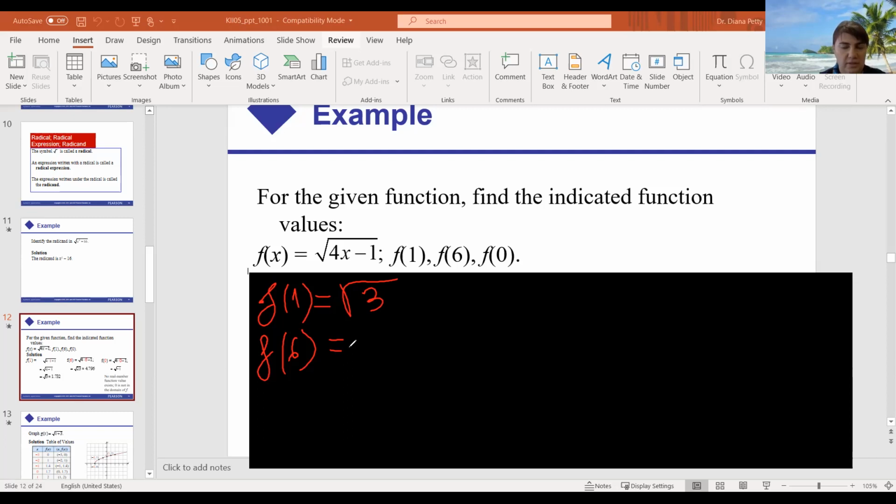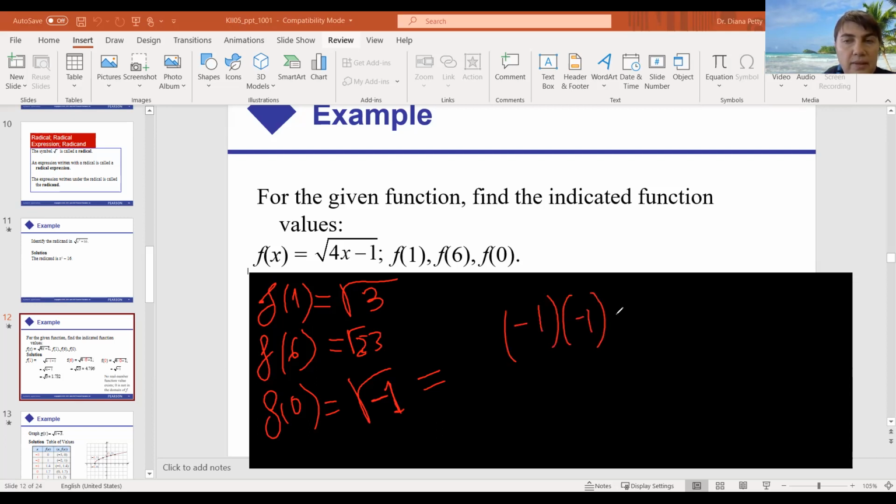So what is f of 6? I got 23. Square root of 23. What is f of 0? Would that be negative? Wow, so this is not a real number. What is the definition of square root? You multiply a number by itself to get the result, but you cannot multiply a negative number times a negative number and get a negative number. So this is not a real number.